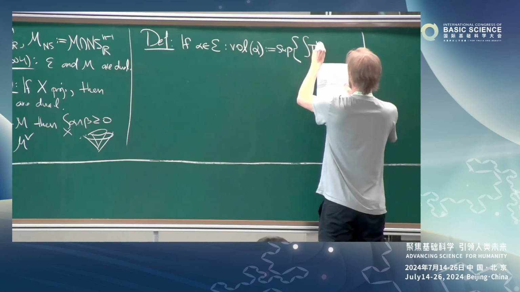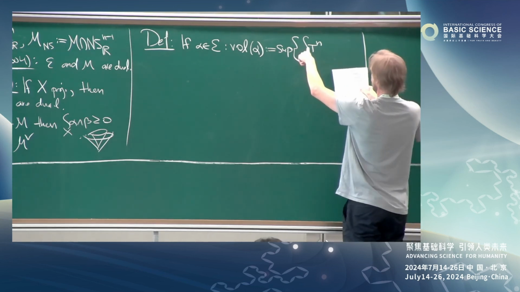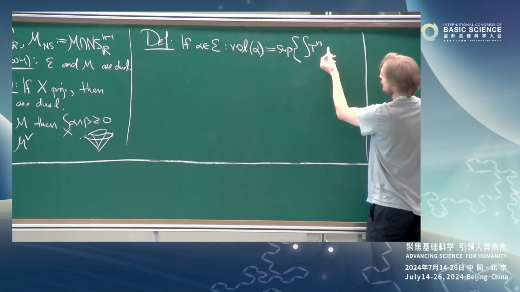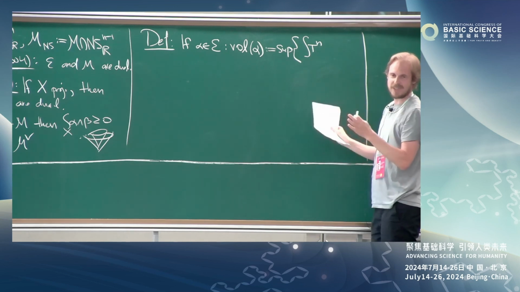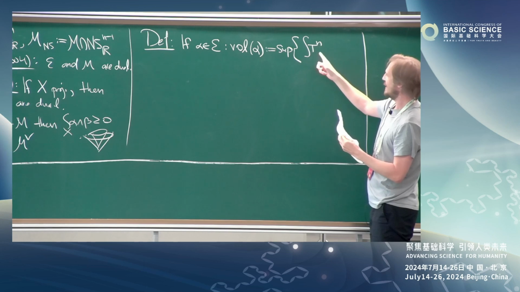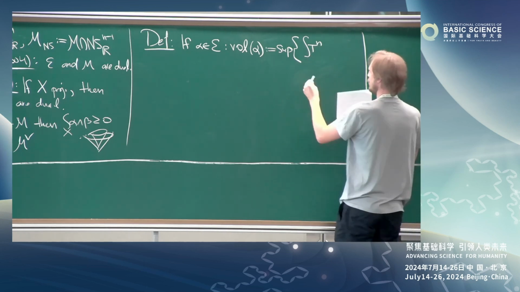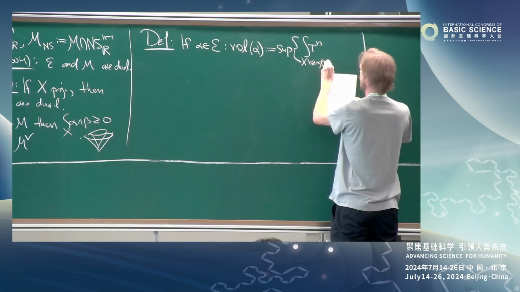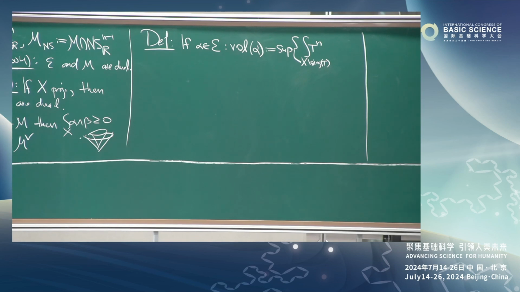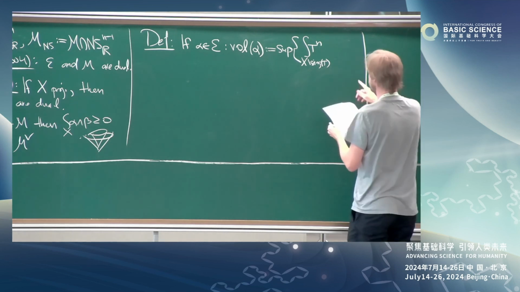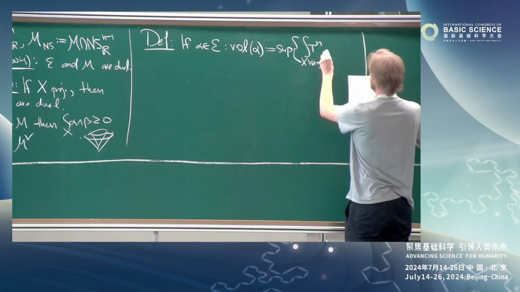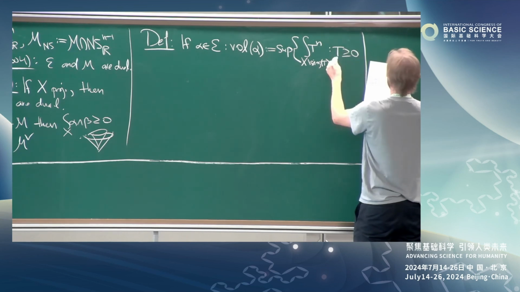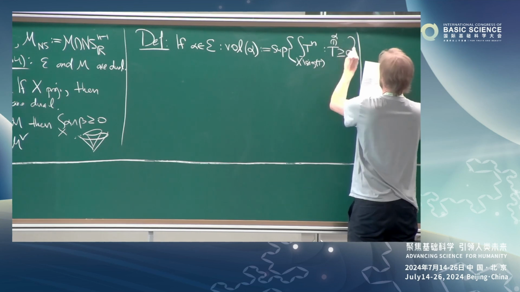So I take a closed positive current T in alpha, and then I want to take the top power and integrate, but you cannot really do that if you have a singular current. So I need to integrate away from the singular part of T. Okay, and then this will be some number, and I take the supremum over all closed positive T in alpha.